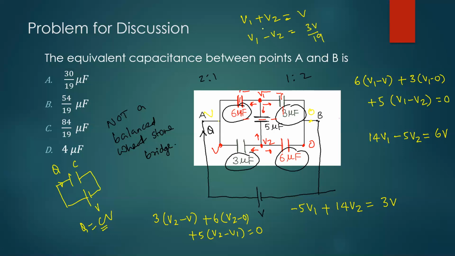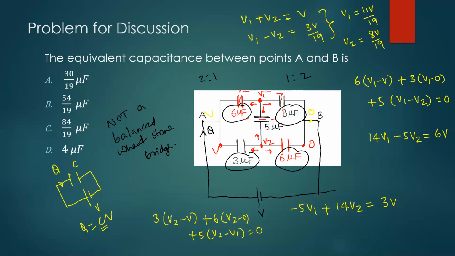Now if I add them and then divide by 2, I get V1. So V1 will be how much? 19 plus 3 is 22, so 11V by 19. You're okay? And then V2, I subtract and then divide by 2. 19 minus 3 is 16, so that is 8V by 19. Are you okay so far, beta?